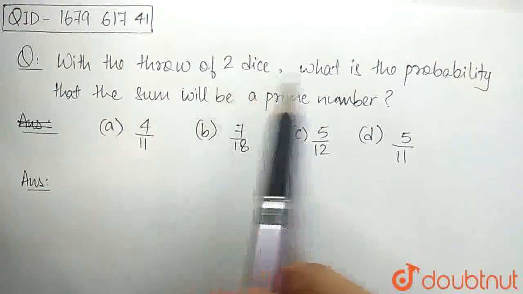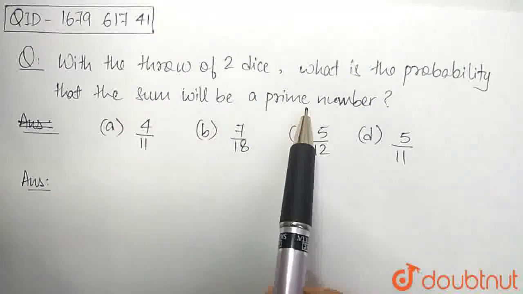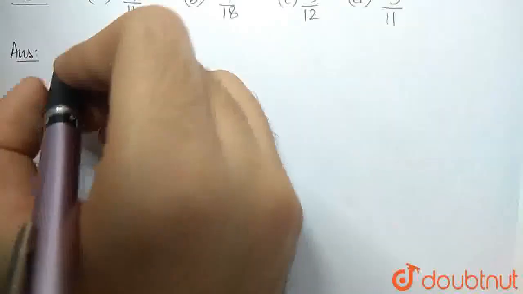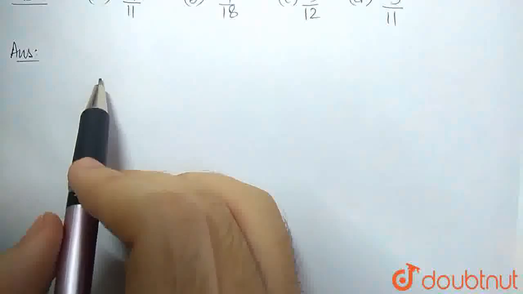The question here is, with the throw of 2 dice, what is the probability that the sum will be a prime number? Right? So first of all, I list all the prime numbers which are possible when we throw 2 dice.